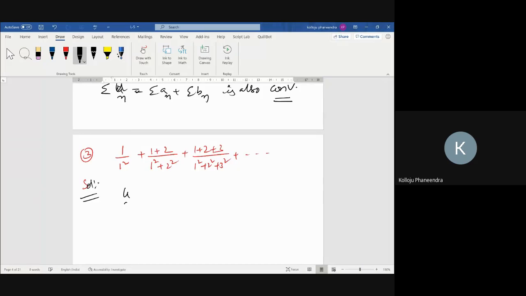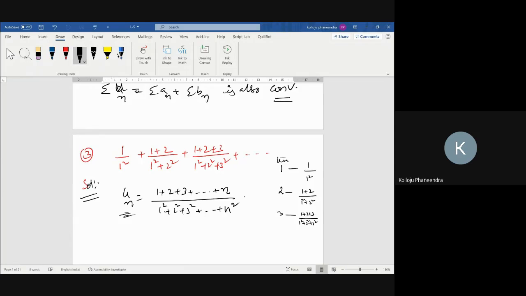See, in the first term, what is the structure? Numerator value 1 and denominator value 1 square. In the second term, numerator is 1 plus 2 and denominator is 1 square plus 2 square. Similarly, in the third term, 1 plus 2 plus 3 and the denominator 1 square plus 2 square plus 3 square. So this is the nth term. What is the nth term? The numerator will be 1 plus 2 plus 3 up to n, by denominator 1 square plus 2 square plus 3 square up to n square. Is that clear?